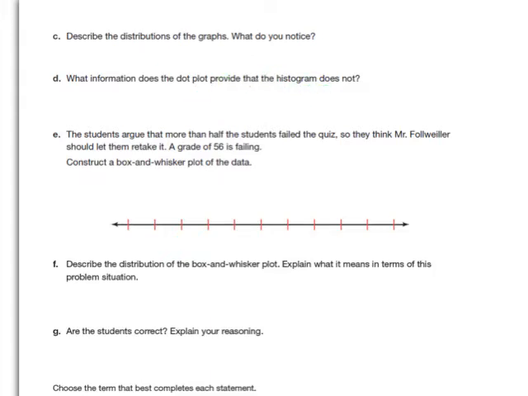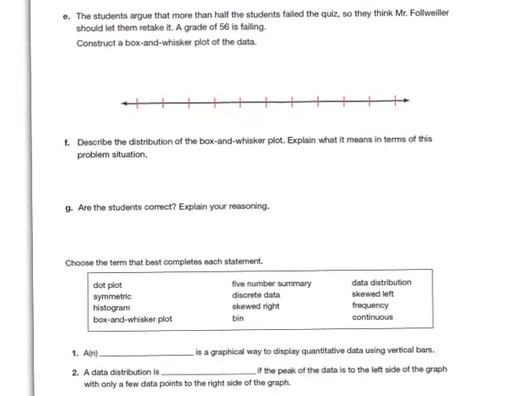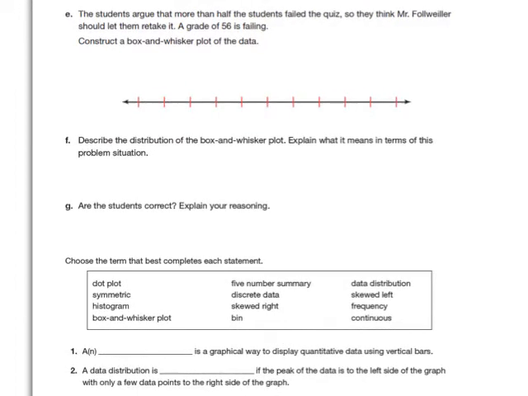And answer E. The students argue that more than half of the students failed. So do you think that is correct or not correct? Okay, failing grade is 56. Okay. Describe the distribution of the box and whisker plot. Explain what it means in terms of the problem situation. Are the students correct? And explain your reasoning. If you put yes or no, put yes because, no because.